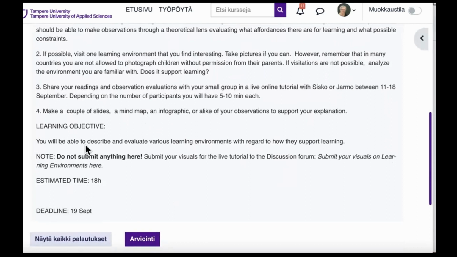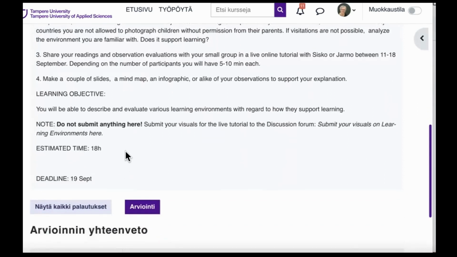And this is: you will be able to describe and evaluate various learning environments with regard to how they support learning. And then we have the time here from the big framework that was designed at the beginning. So the time for this whole thing is 18 hours, and then the deadline. And this helps the students.